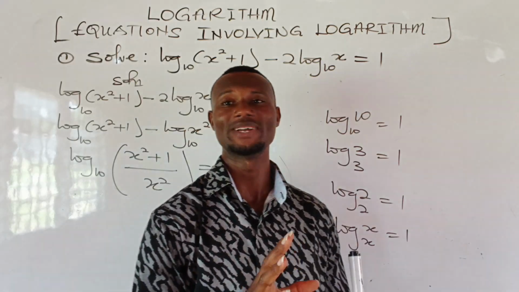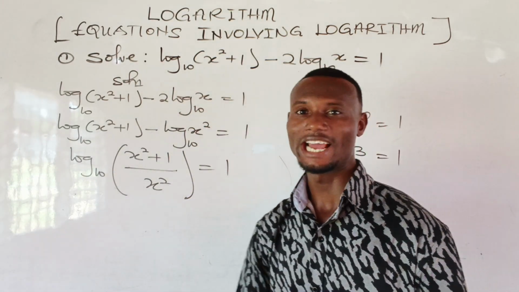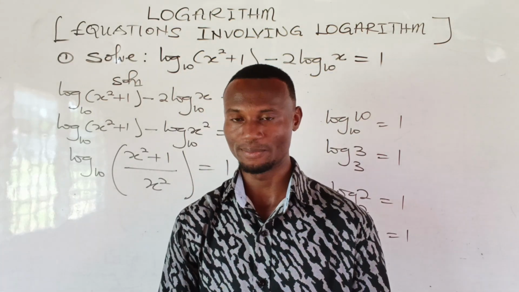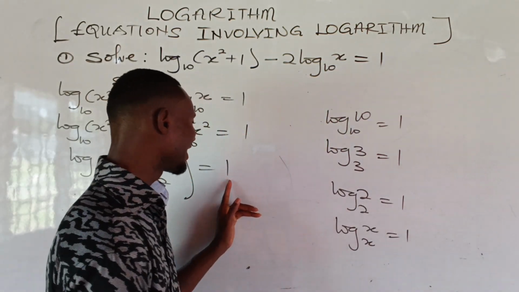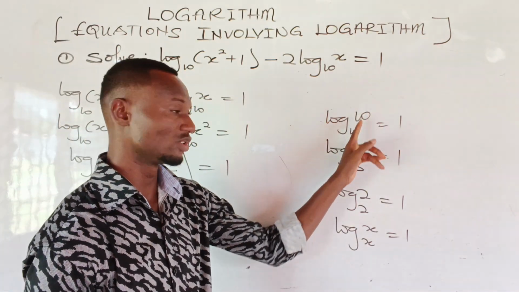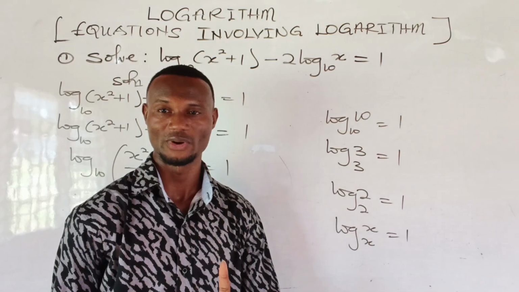So that is the property that you are going to apply to write this one in a form that it will contain log. That is the next step. So when I see 1 here, in place of the 1, I'm going to put log 10 to the base 10 there. I hope you understand up to this point.